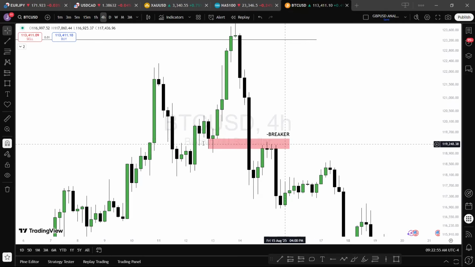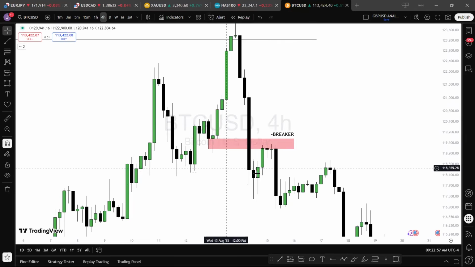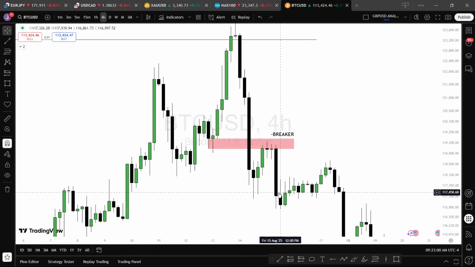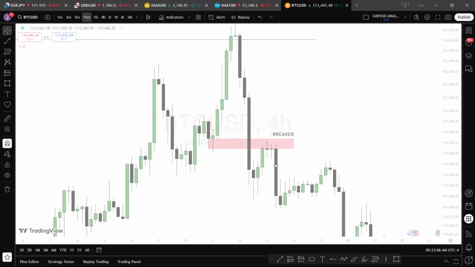Now we will go down to an intermediate time frame. Now this is our higher time frame. We are seeing a breaker block, so we're expecting price to run lower. So go down to an intermediate time frame to look for other confluences, and that will be our 15-minute time frame.